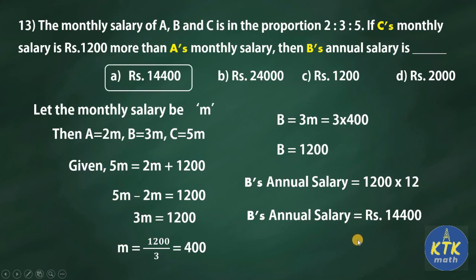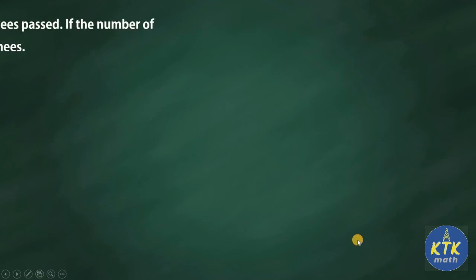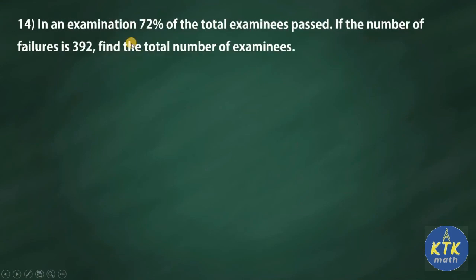We'll move on to the 14th question now. In an examination, 72% of the total examinees passed. If the number of failures is 392, find the total number of examinees. We don't know the total number here. They gave the pass percentage and the number of failures. Your options are 1280, 1200, 1420 and 1400.